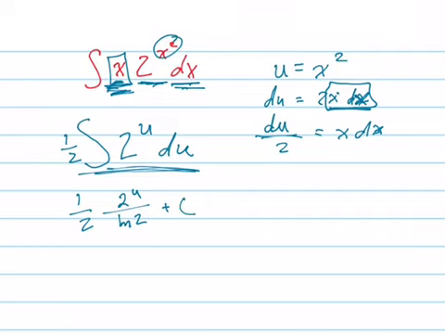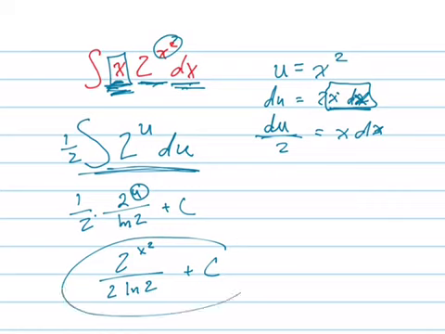But then it's also 1/2. So the 1/2 I already put out there. And now I have to substitute back in for u, which is x squared. So this equals 2 to the x squared all over 2 ln of 2 plus c.